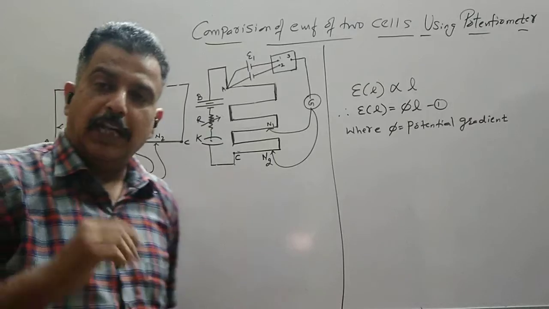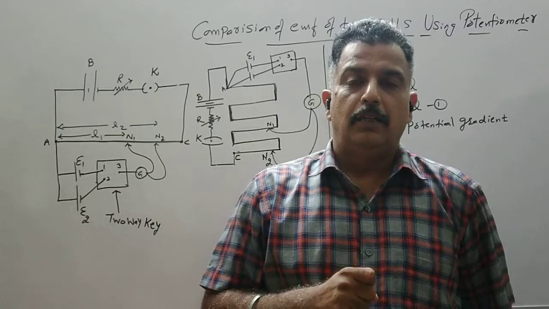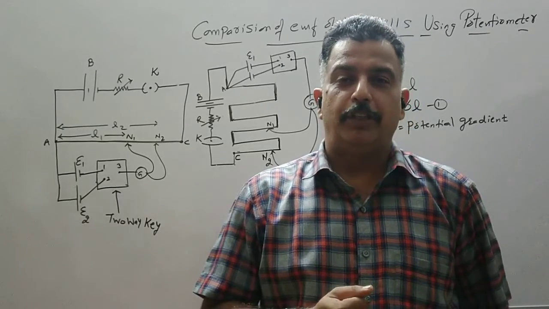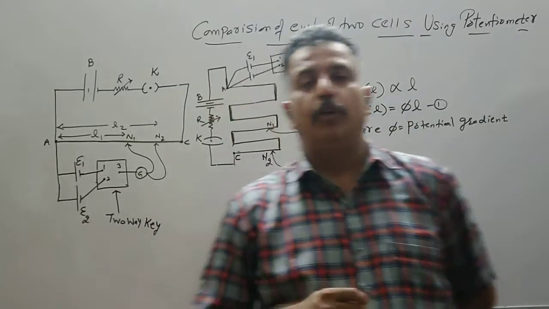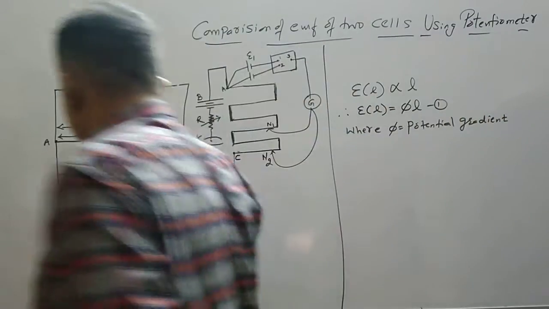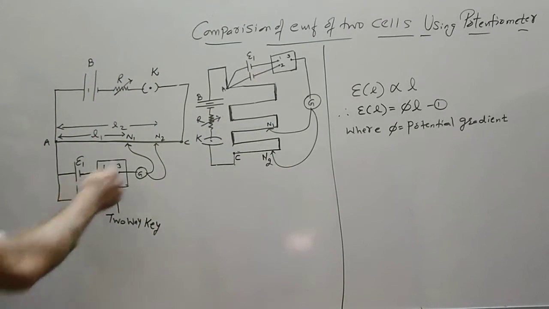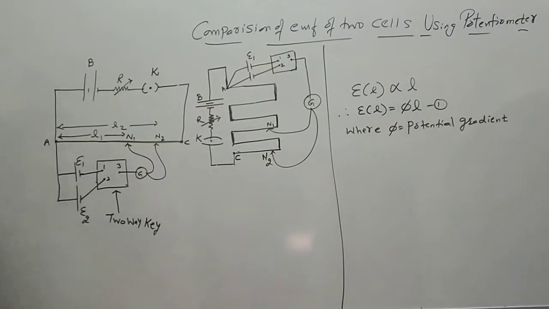So suppose I want to measure the EMF of a cell. I have a single cell and I have to measure its EMF. Now we know that you can measure an EMF only when the current flowing through it is zero. That is an open circuit condition. So if I have to measure the EMF of one cell, I will take only one cell here. But because we have to compare the EMF of two cells, the positive terminal is connected to point A. Another end, that is the negative terminal of both the cells, is connected to.